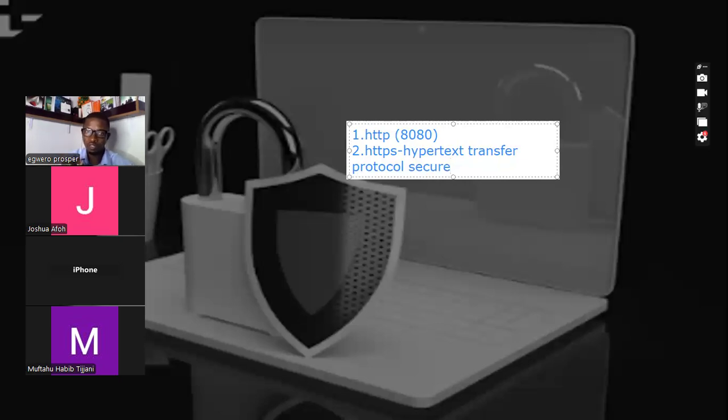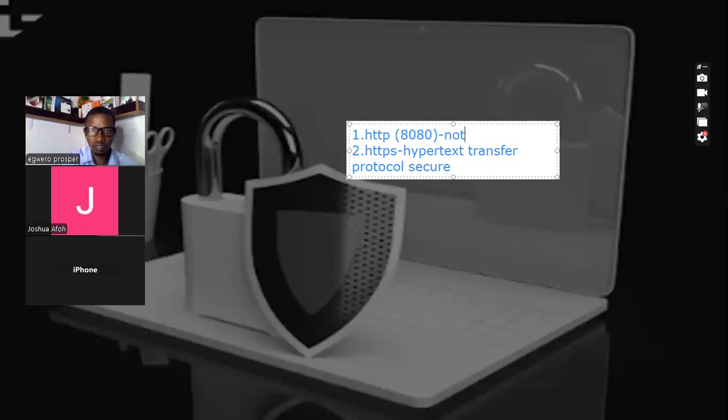Security. So if I ask you right now, what is the difference between the network protocol HTTP and the one with the S? The difference is simply that this one is not secure, while this one is secured.